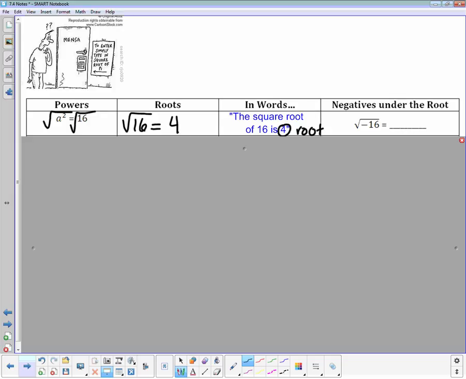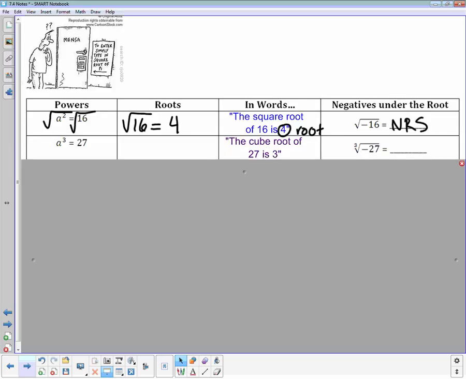And if we're dealing with negatives under the root, we have the square root of negative 16. This is going to be no real solution. This is no real solution because we can't have negative 4 times negative 4 equal to negative 16. And 4 times 4 is not equal to negative 16, so there's no real solution.